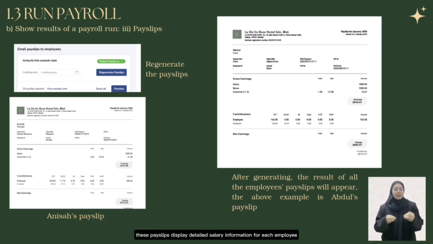These payslips display detailed salary information for each employee, including payment method and net pay. They can be downloaded, saved, or emailed directly to employees for record-keeping purposes. By previewing and regenerating the payslip, the hotel ensures that all employees receive accurate, complete, and up-to-date salary information following the payroll run.